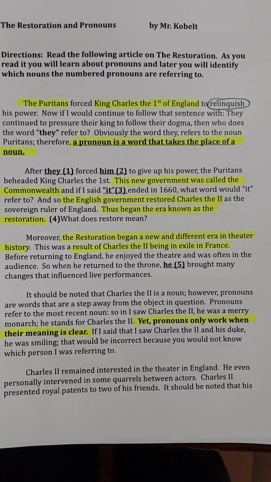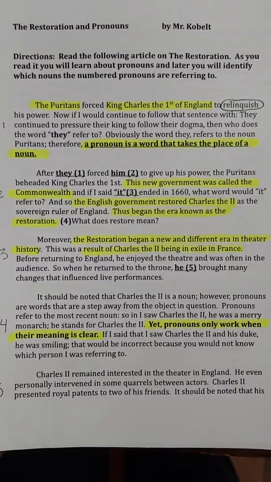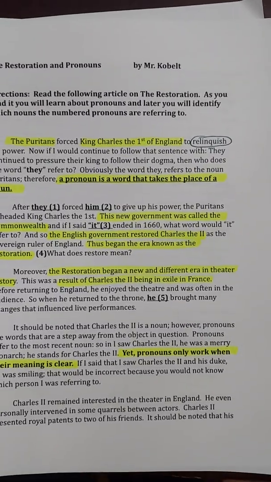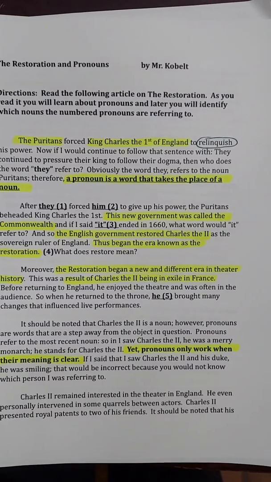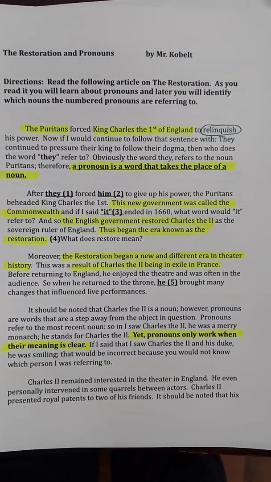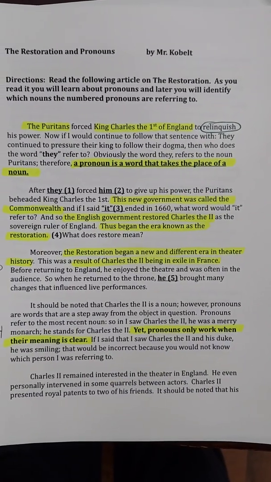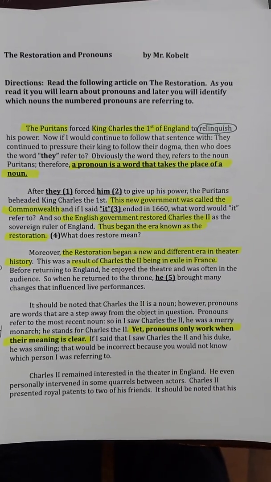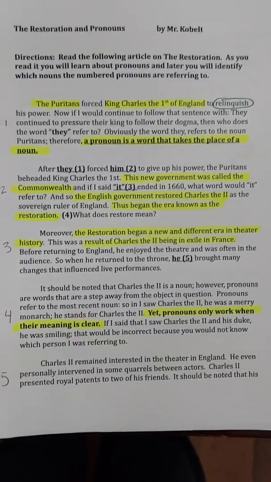The Puritans forced King Charles I of England to relinquish his power. Now, if I would continue to follow that sentence with, they continue to pressure their king to follow their dogma, then who does the word they refer to? Obviously, the word they refers to the noun Puritans. Therefore, a pronoun is a word that takes the place of a noun. And then you read the second paragraph.